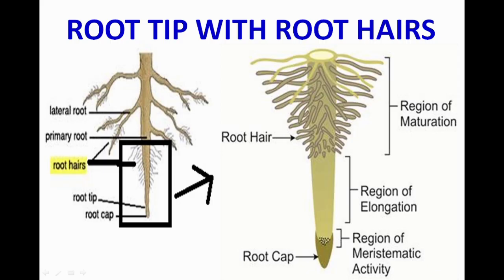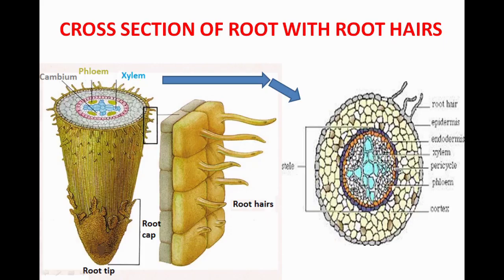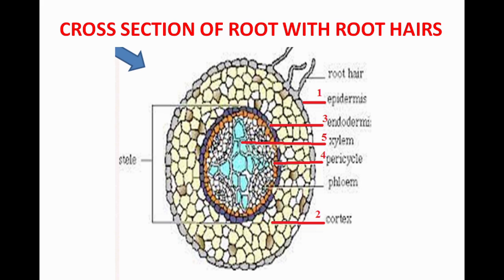A typical root contains four zones: meristematic zone, zone of elongation, root hair zone, and zone of maturation. In the root system, where the root hair develops is referred to as the root hair zone. The zone of root hair is the only region that participates in the water absorption activity. The cross section of root shows different regions: epidermis, cortex, endodermis, pericycle, and vascular bundle.